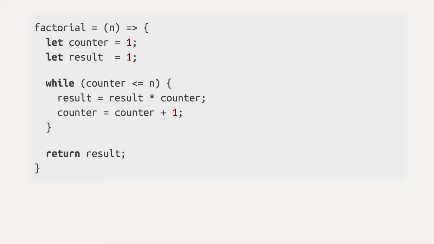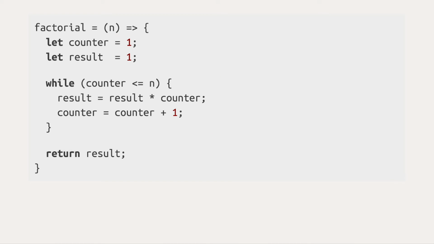Okay, so here is the factorial function with variables and a loop instead of recursion. Whoa, what's going on here? First, we create 2 variables, one for the counter, to count from 1 to the upper limit, and the second for the running result. Then the main part begins, a while loop that repeats while the counter is less than or equal to n, the number passed to this function.